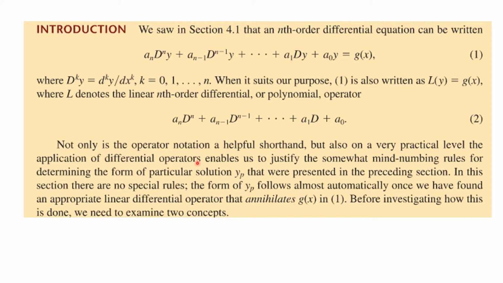Now, not only is the operator notation a helpful shorthand, but it is very practical because we can avoid the mind-numbing rules that are talked about in section 4.4 for the guess and check method. In this section, this approach is more elegant. There are no special rules. It follows almost immediately once we have found an appropriate annihilator for g of x. And you see, if we can annihilate g of x, we turn this into a homogeneous differential equation, and we are experts on those. So before investigating this, we do need two concepts.